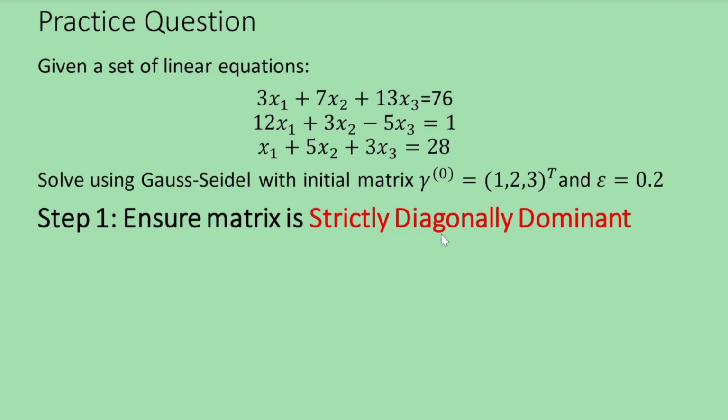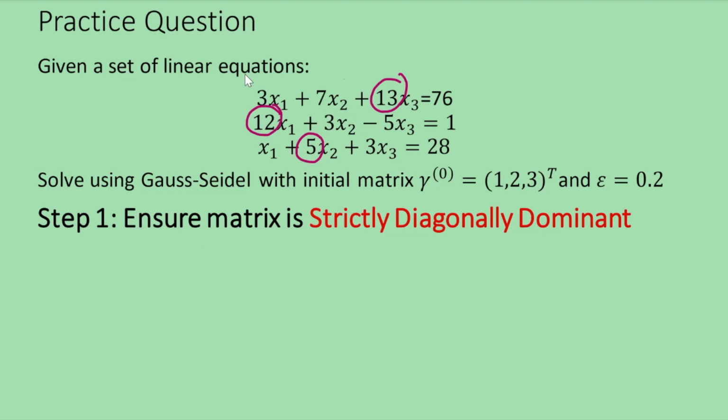So if you want to ensure that the matrix is strictly diagonally dominant, I will look at the entry with the highest magnitude. So it will be 13 here, 12 here, and 5 here. Okay, so 5 is greater than 3 plus 1. That is true. 12 is greater than 3 plus 5. That is true. 13 is greater than 3 plus 7. So that is true.